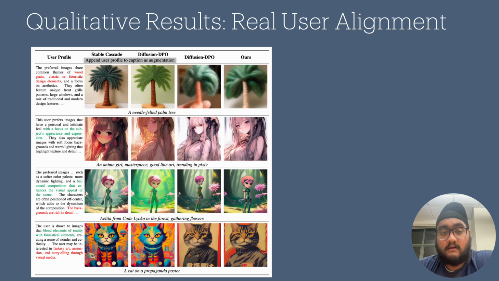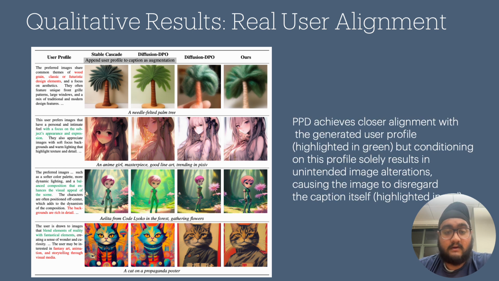We consider the baselines diffusion DPO and stable cascade, along with appending a generated user profile to the caption as an augmentation. What we find is that PPD achieves closer alignment with the generated user profile, which is highlighted in green, but conditioning solely on this profile results in unintended image alterations, causing the image to disregard the caption itself, which is highlighted in red. PPD, in contrast, is able to both align well with the caption that the user requests, as well as the profile of the user that has been synthetically generated.